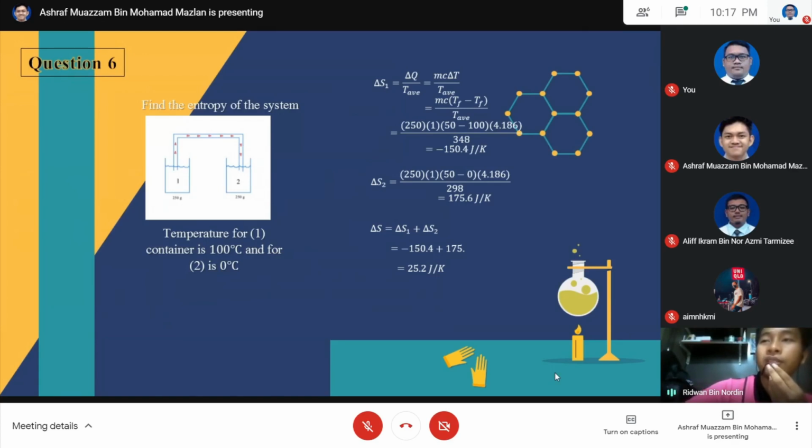over average temperature, and we get 175.6 joule per Kelvin. And for the entropy of the system, we just add the two entropies, so we get negative 150.4 plus 175.6, and we get the final answer is 25.2 joule per Kelvin. Next.